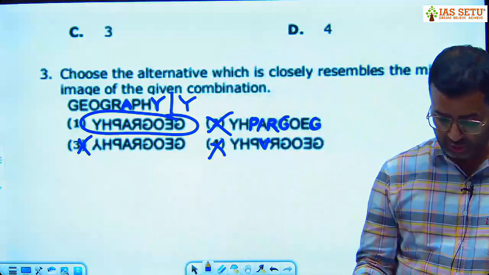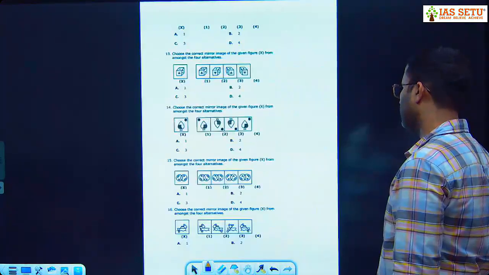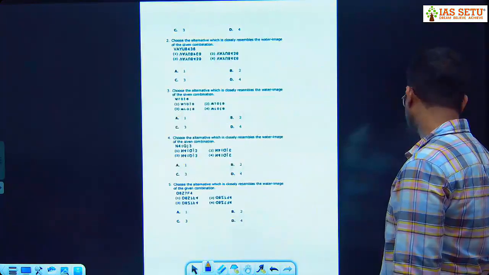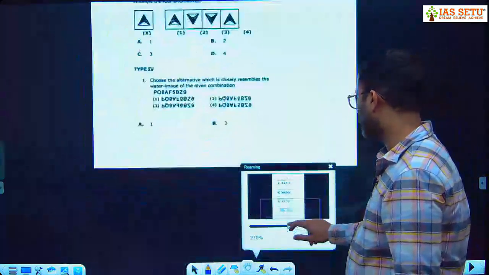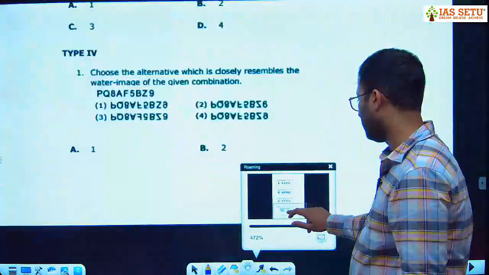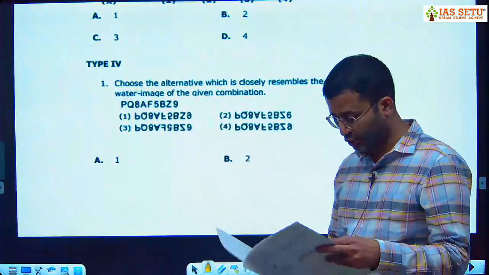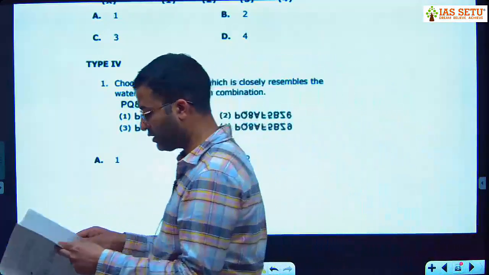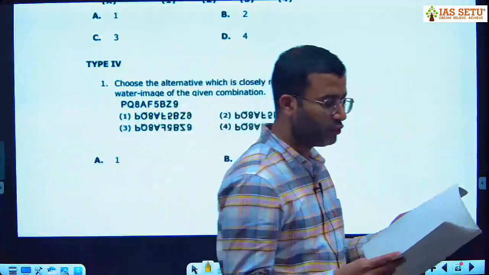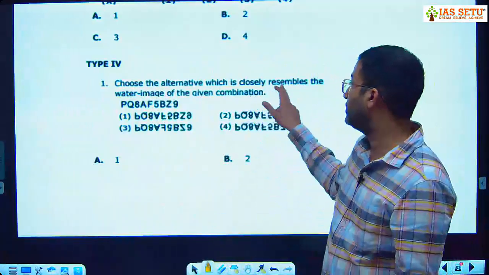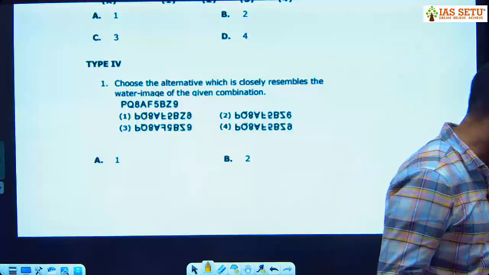Quickly try water image on page number 14. On pages number 12 and 13, Type 4 is written, try 2 questions for water image. Here it is PQ8 AFI BZ9, next question VAYU 8436. It is clearly mentioned in the question: resemble the water image of the given combination, you have to find the water image.